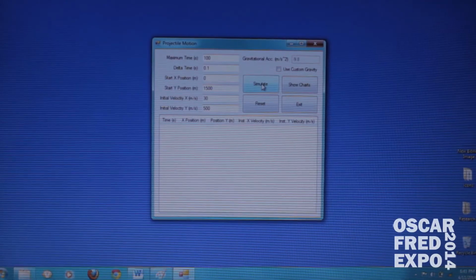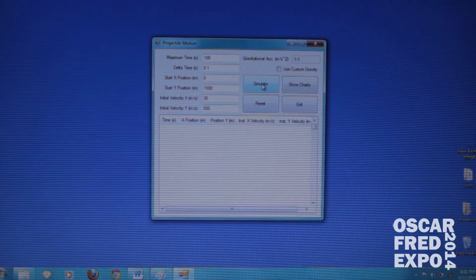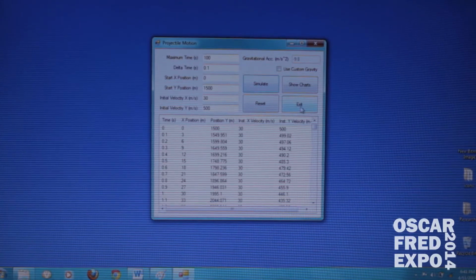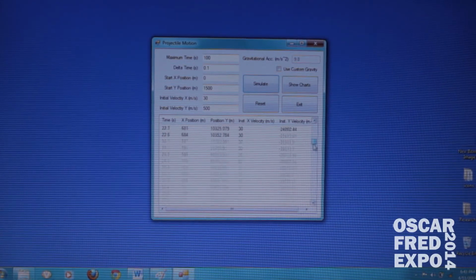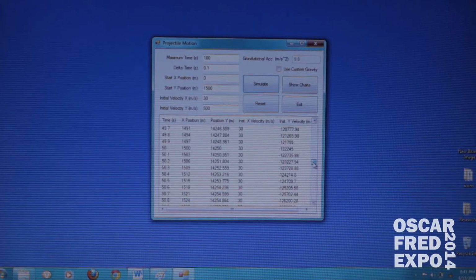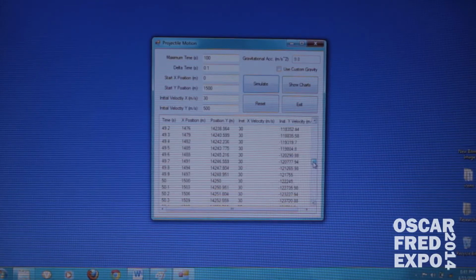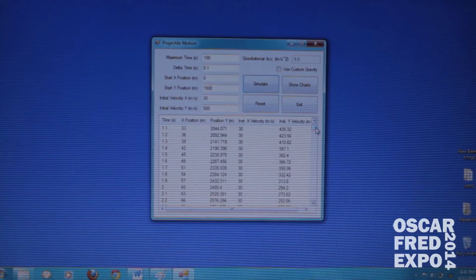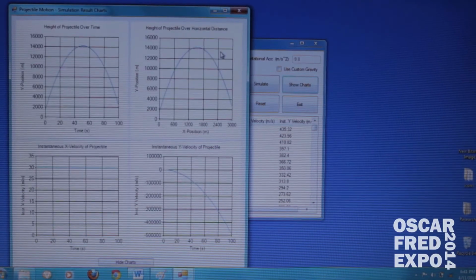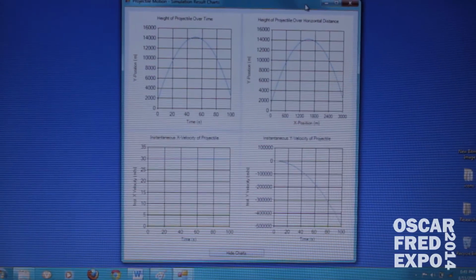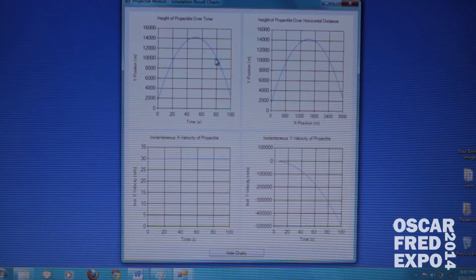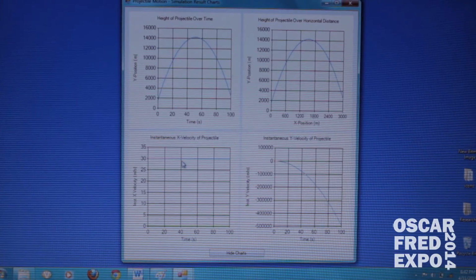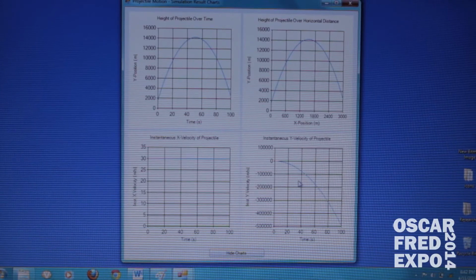So now we hit simulate, and we see after a couple seconds it has generated about 1,000 data points along the simulation that show the x position, y position, x velocity, and y velocity for any tenth of a second increment. And if you want a graphical representation of it, you just click Show Charts, and you get a variety of charts showing the height of the projectile over time, the height of the projectile over the distance, the instantaneous x velocity, and the instantaneous y velocity.